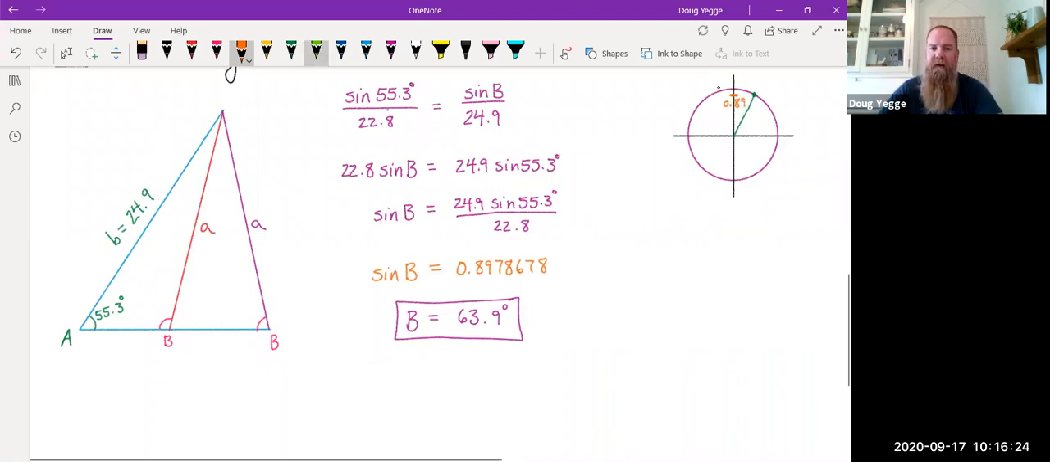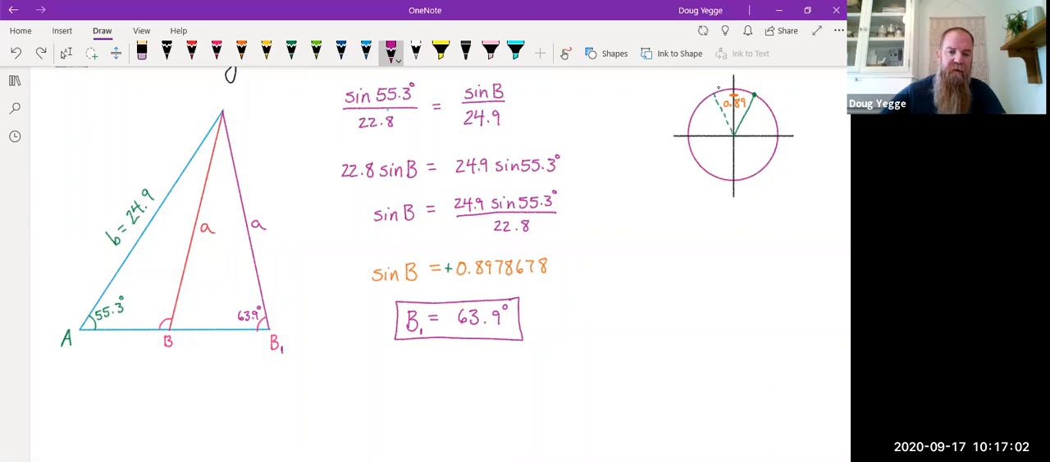But keep in mind that based on the fact that sine of angle B was positive, doesn't that mean that there's actually another angle in the second quadrant that could make this true? So what we need to do is recognize that B1 is this angle right down here, 63.9, because it's an acute angle. But let's just call that B1, because it turns out that there's another angle called B2 that's going to be the corresponding obtuse angle right over here.